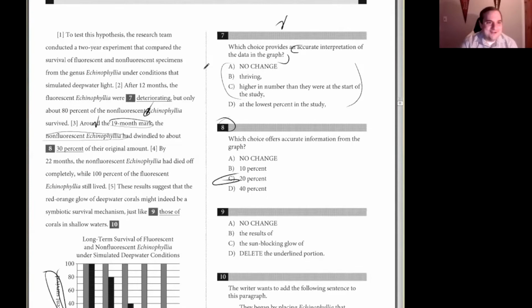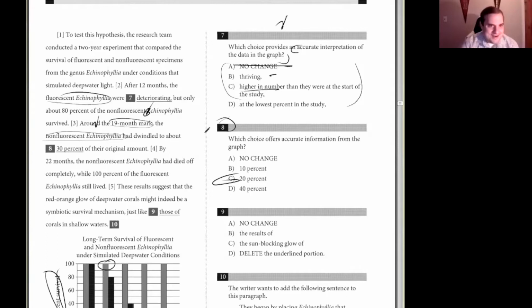Which choice provides an accurate interpretation? After 12 months, so we're on 12 months, the fluorescent, so now we're dealing with this bar, the lighter bar, were blank, but only 80% of the non-fluorescent survived, right? Well, was it deteriorating? No, it's exactly the same. Was it thriving? I guess it's exactly the same. Typically thriving would imply an increase, but I can't just say it's wrong yet. It could be thriving. That'd be a weird answer, but it's not so wrong I can get rid of it. They were higher in number.